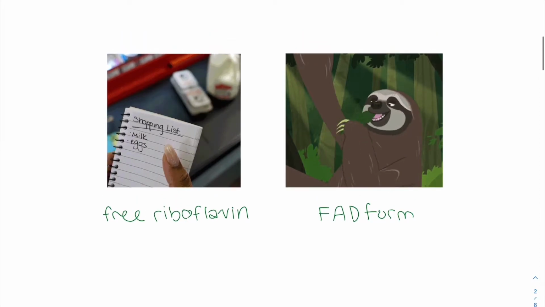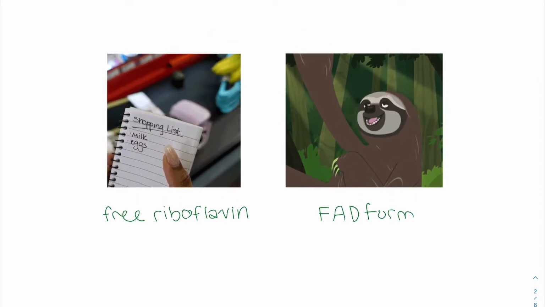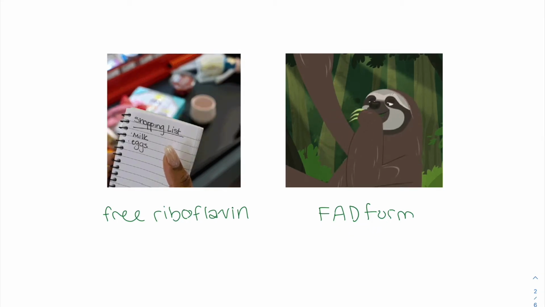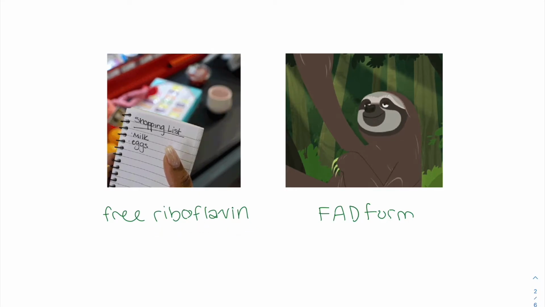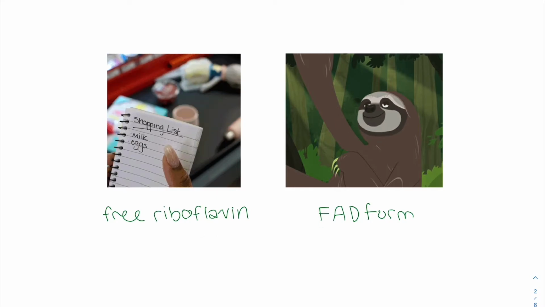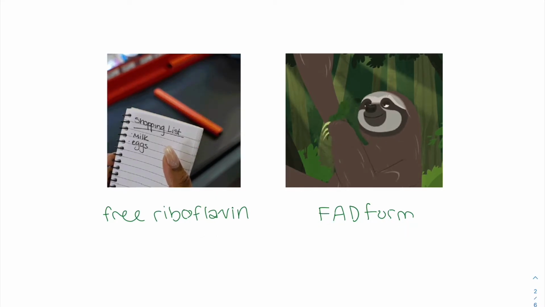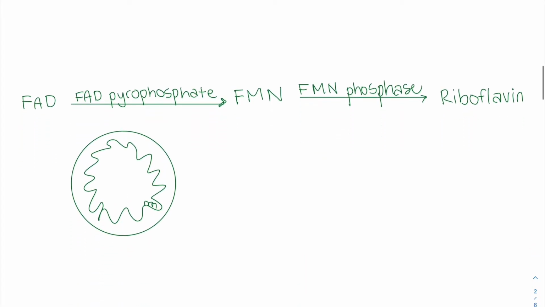As we have talked about in many of our videos, when it's in this bigger form, in order to absorb it, we have to get it into the smaller form. So thankfully, when we eat milk and eggs, it's already in that smaller form. With these other things that are in the FAD form, we have to break it down. So let's talk about how we can do this.